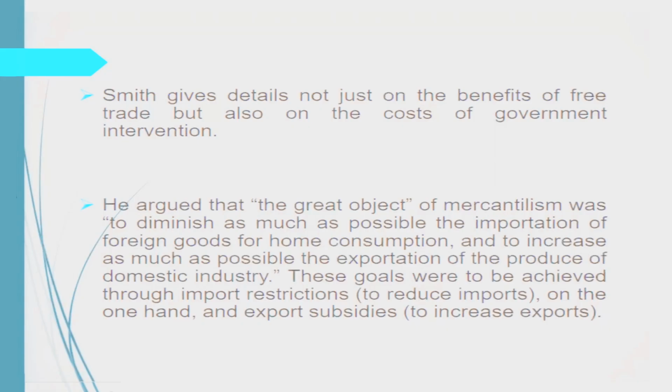So Adam Smith argued that the great object of mercantilism was to diminish as much as possible the importation of foreign goods for home consumption and to increase as much as possible the exportation of the produce of domestic industry. Adam Smith compared what the early mercantilists thought. They always advocated like a shopkeeper. Mercantilist means they were like a shopkeeper, that we will do business only when we gain from that trade. So a country should export more and take less of the import, or a country should get involved in international trade only if they have higher export in comparison to the imports.